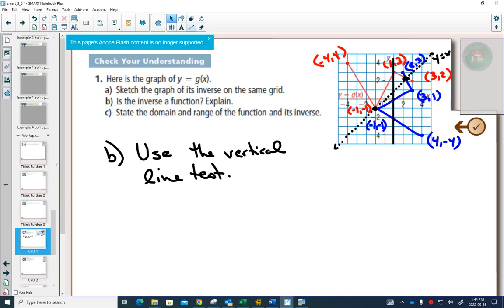According to this blue graph, right now it's saying if I put in 1, sometimes I'll tell you 0, sometimes I'll tell you -2. So we say that that is not a function. So here, use the vertical line test. It is not a function. So we would say that the blue graph is the inverse, but not the inverse function.